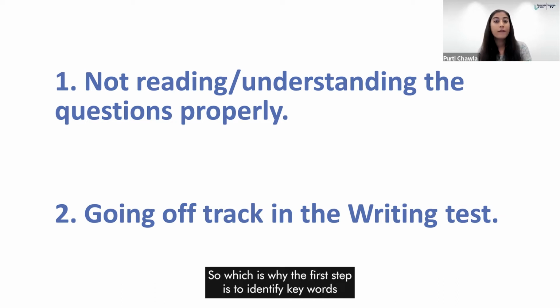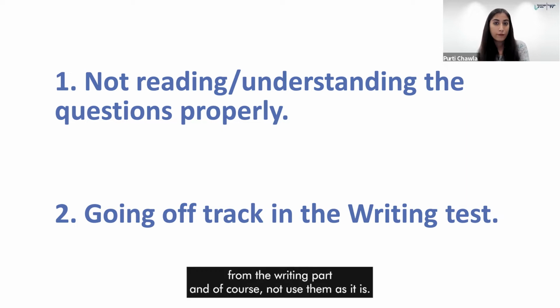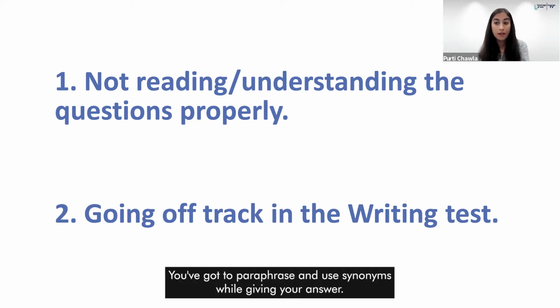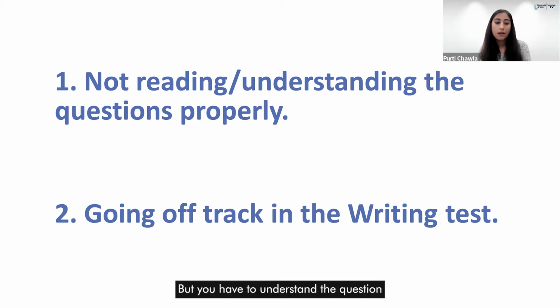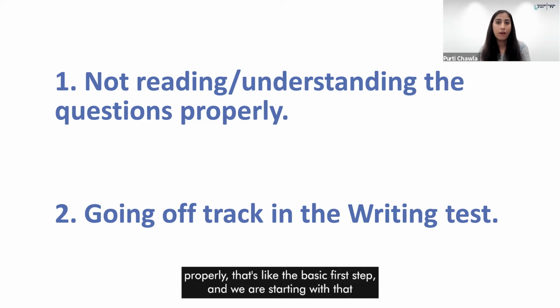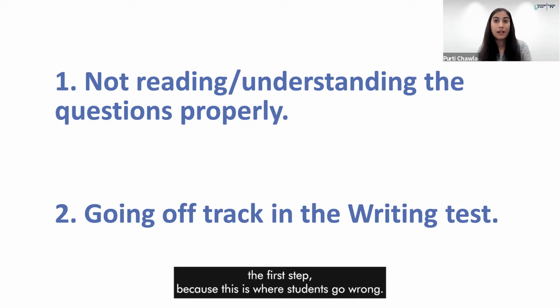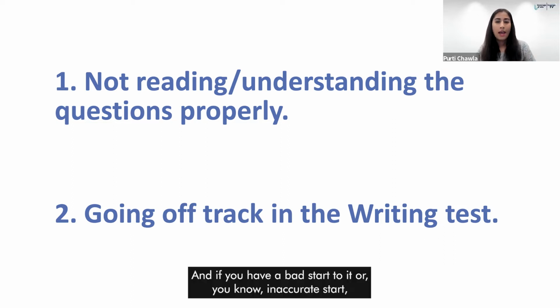So which is why the first step is to identify keywords from the writing part, and of course not use them as they are. You've got to paraphrase and use synonyms while giving your answer, but you have to understand the question properly. That's the basic first step, and we are starting with it because this is where students go wrong. And if you have a bad, or inaccurate, start, of course you're going to build up on wrong things as well. So always ensure that you know what you're supposed to do, and then accordingly structure your answer around it.